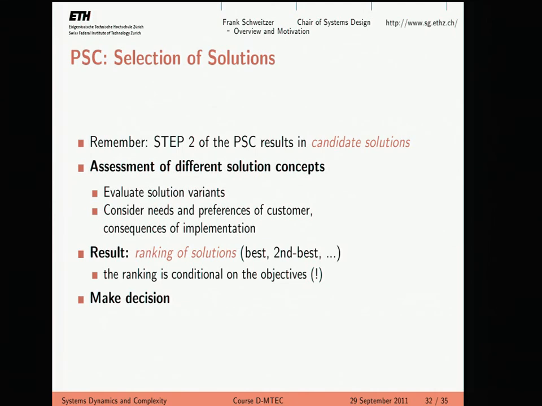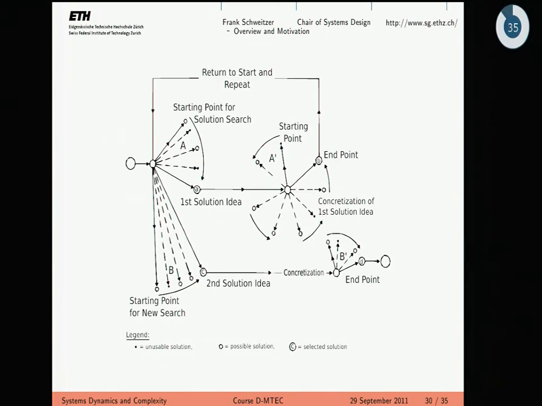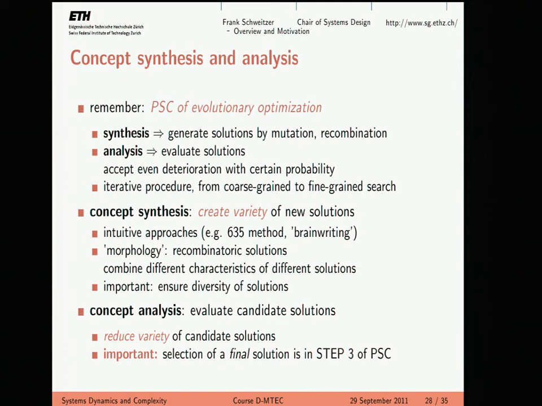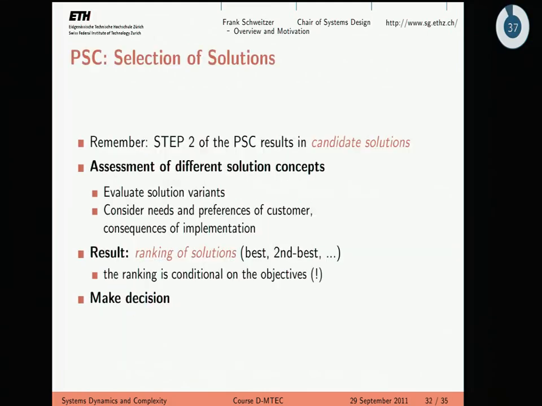Okay, now we have done our concept synthesis, which is generating a lot of solutions, and then this phase here, the analysis. We've narrowed down the possible solutions. It's time to assess them. Basically, for the solution candidates that you have, you don't simply disregard suboptimal ones, but you rank them. You create a ranking. This, according to our objectives, is the best one, second best, third best, and so on, because this is still open to discussion later on. Exactly, this is very important. The ranking is conditional on your objectives.